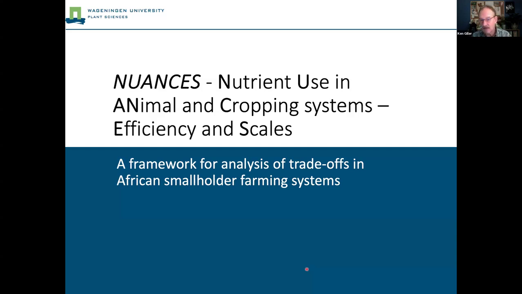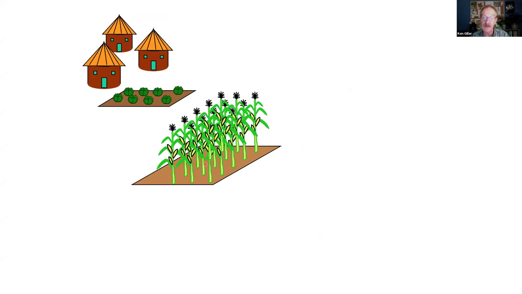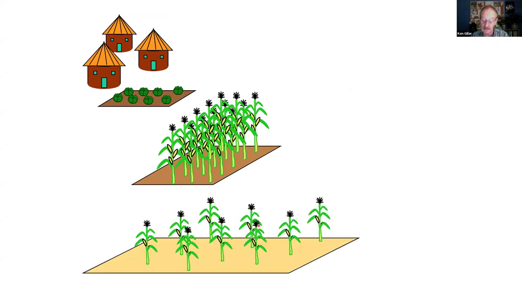And this led me, when I moved to Wageningen, to really start thinking much more about what causes these problems. And we set up this program, I called it NUANCES, so nutrient use in animal cropping systems, efficiency scales, but it's basically looking at trade-offs. Why do farmers do some things in parts of their farms and others in other parts of their farms? And I summarize that, and here we've got the household, we've got the vegetable patch, we've got the infield close to the house, we've got the outfield.